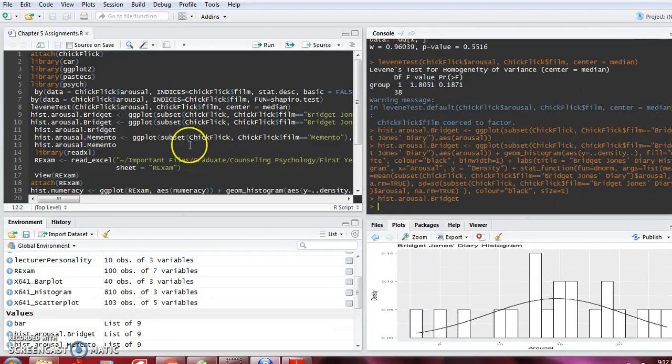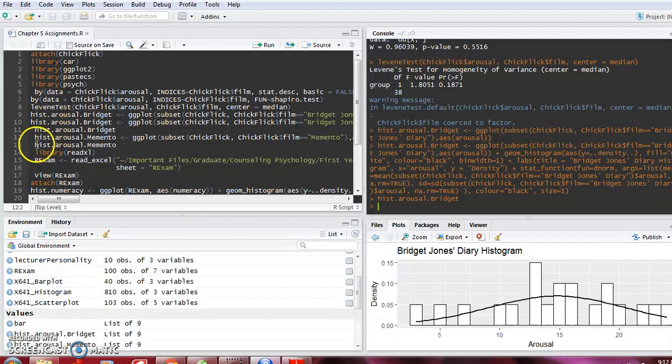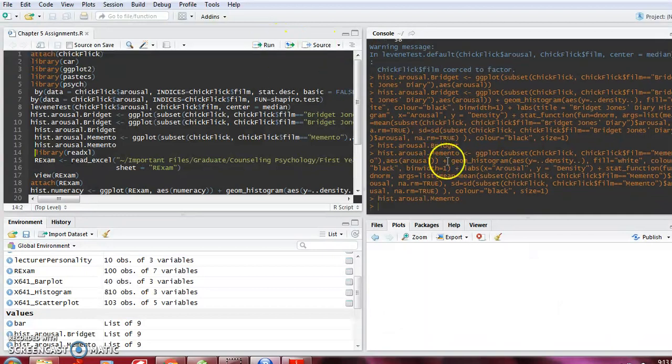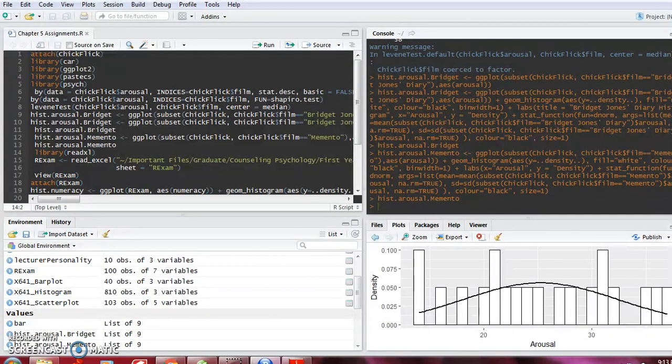Now we're just going to do our histogram for Memento. So I'm going to run this. This is the overall command that I ran.